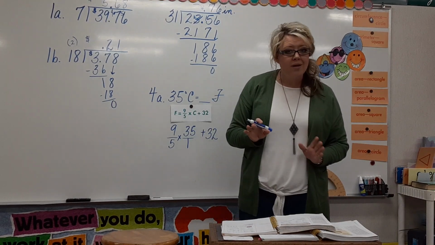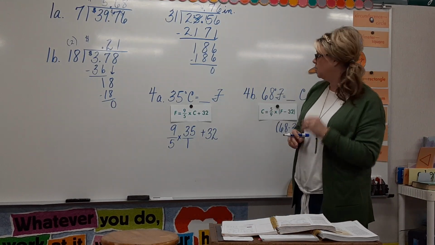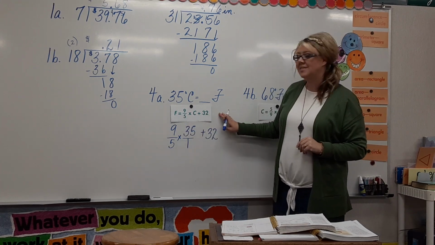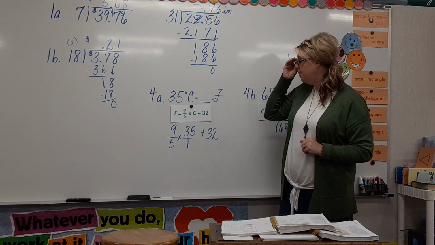Now, I want you to quickly do a review from section 4, letter A, making sure you're remembering your formulas. F equals 9/5 times C plus 32.